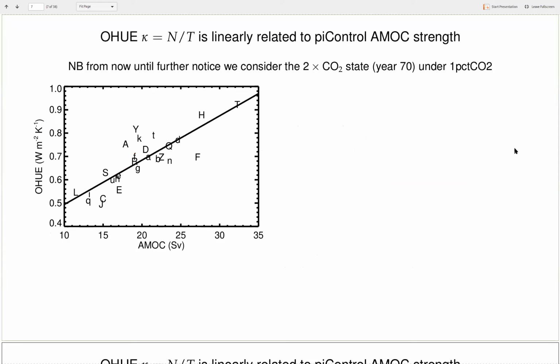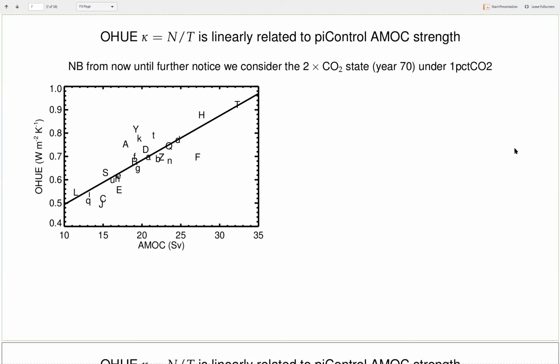Now, the two-layer model doesn't tell us anything about what kappa should be, but AOGCM analyses tell us that kappa, that is n over t, is in fact linearly related to the control strength of the AMOC. And that's a very good relationship.